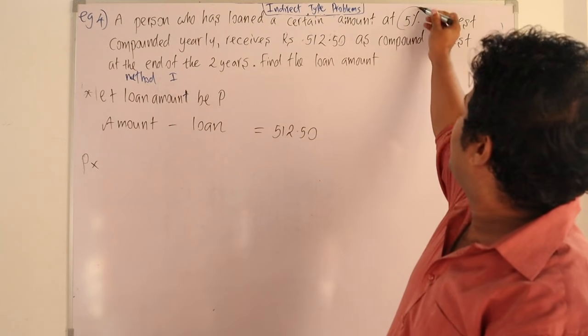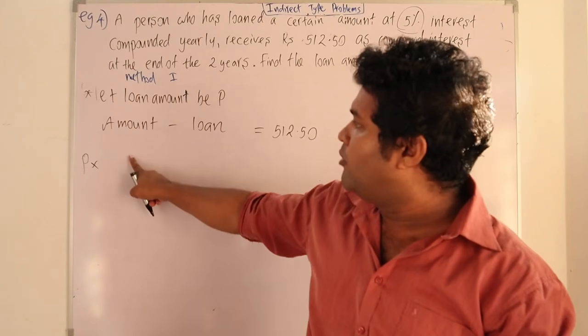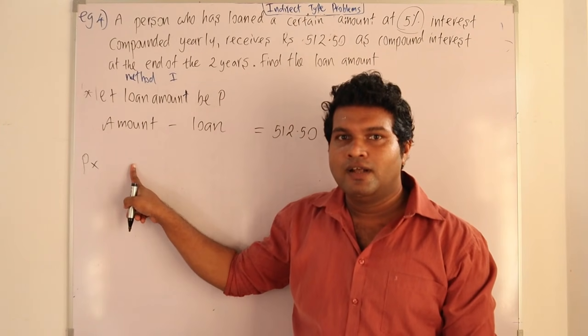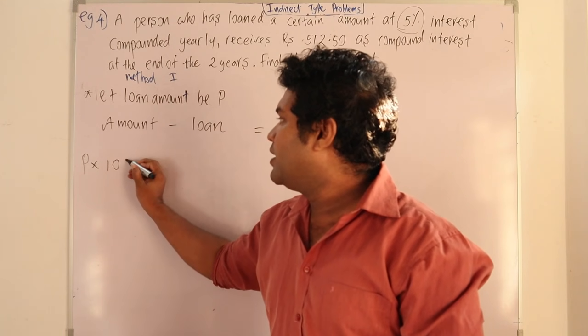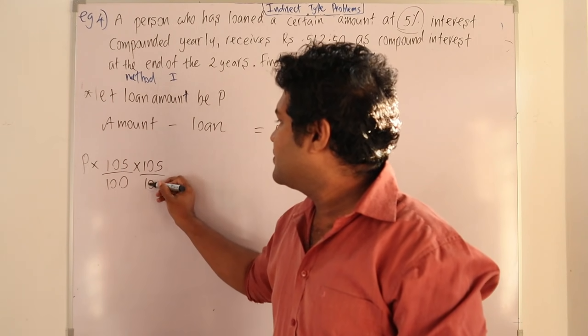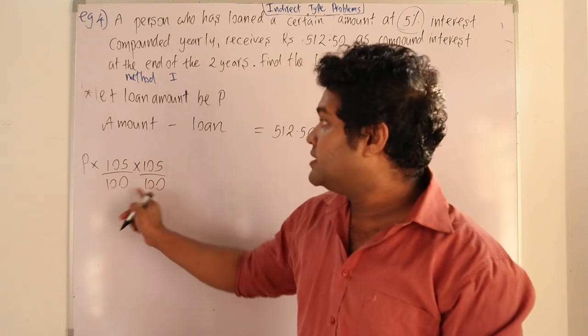You know the rate of interest is 5%. Should we use 5% when it's the amount? No, not 5%. It is 105%. We have to use 105 over 100, 105 over 100. Am I correct? Yes. What's the idea?